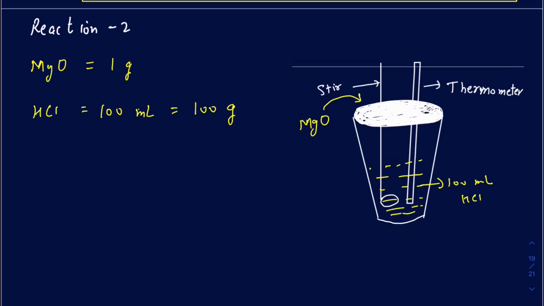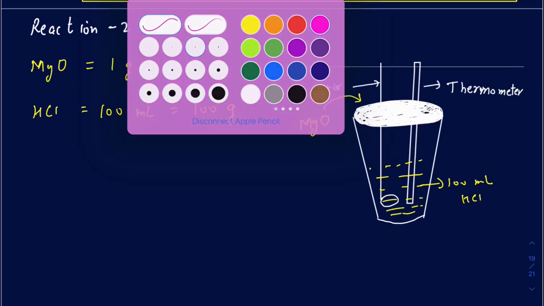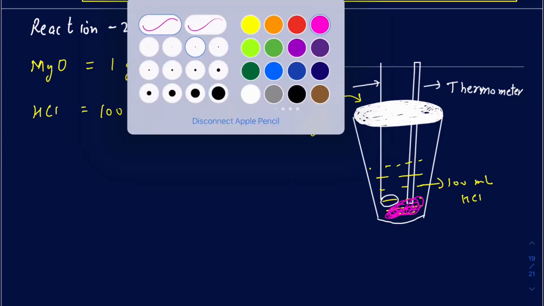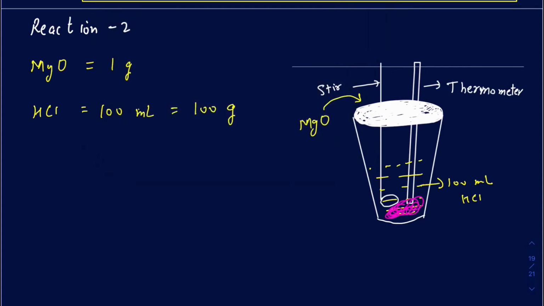So when you add the magnesium oxide in there, in the beginning it might settle down here, but then eventually it's going to start reacting with the HCl, and when it does react with HCl, it's going to make magnesium chloride plus water. Okay, and we got to figure out what the delta H is going to be here. So it's actually going to be an exothermic reaction. So when this starts reacting with the HCl, the temperature is going to rise up.